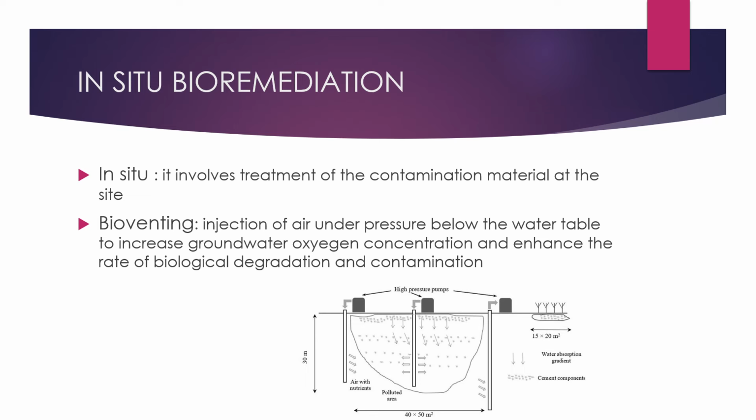So let us talk about in situ bioremediation. What exactly happens in in situ bioremediation? It involves the treatment of the contaminated material at that site. Let us see it in the figure. High pressure pumps push down air with nutrients, and the polluted air is formed. So there is a bioventing form.